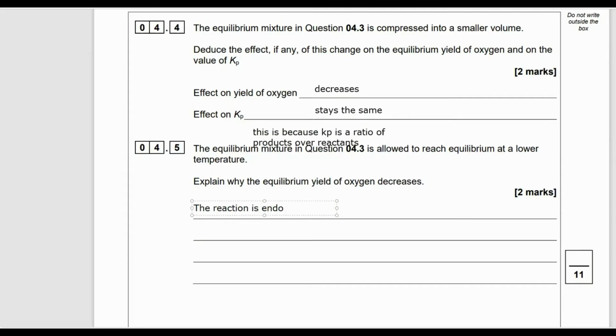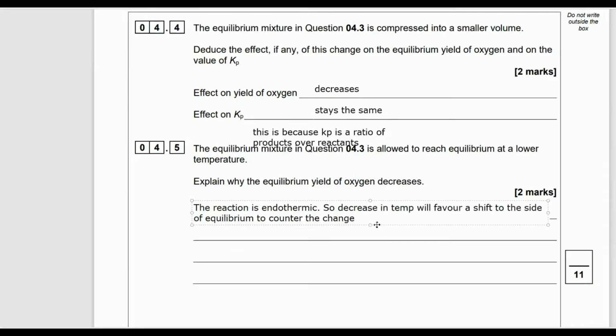Okay, 4.5. The equilibrium mixture in question 4.3 is allowed to reach equilibrium at a lower temperature. Explain why the equilibrium yield of oxygen decreases. Well, remember, the reaction was endothermic. We had that plus 113 kilojoules per mole. So if you decrease the temperature, it's going to favor a shift to the side that will counter the change. What side will counter the change?